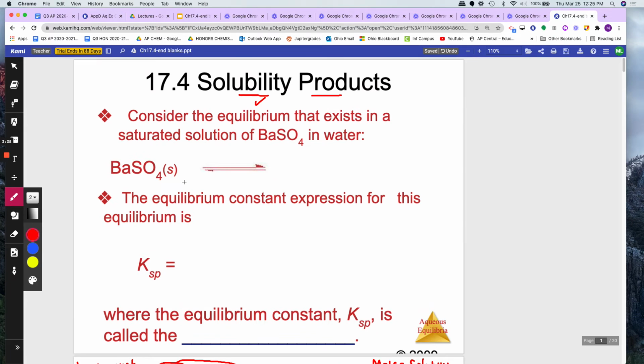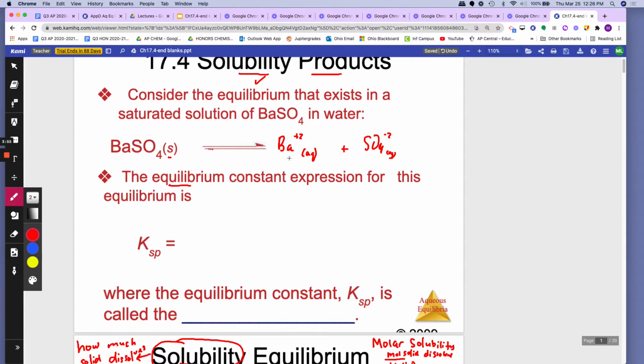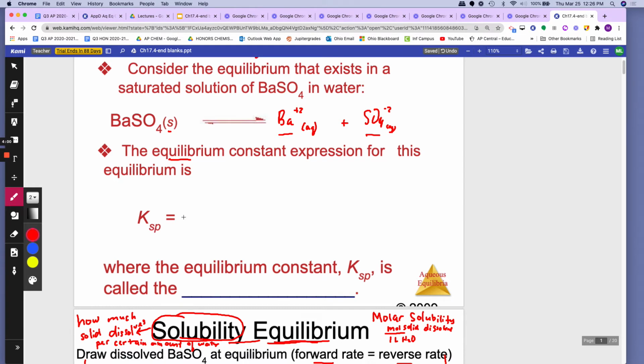And as it dissolves, the solid turns into Ba+2 aqueous, and SO4 -2 aqueous also. To write the equilibrium expression is just products over reactants. Okay, so let's just pretend that says equilibrium, ignore the SP for now. So it's just the same, everything that we're about to learn is the same as we've always learned before. It's just products over reactants. BaSO4.